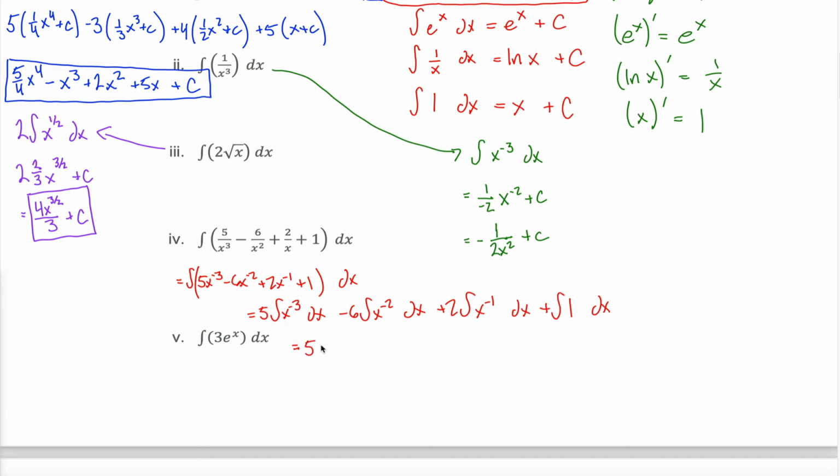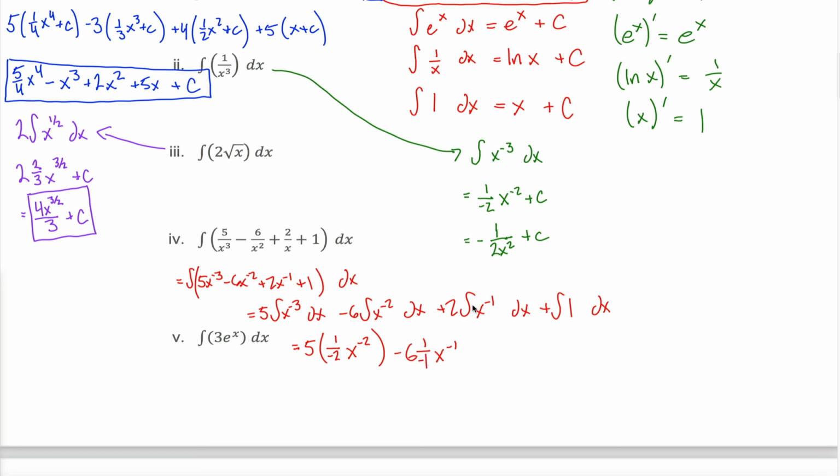For this first one, I'm going to use the power rule. The antiderivative of x to the negative 3 power is x to the negative 2 power, but I got to remember to put the 1 divided by negative 2 out in front. For this next term, I leave the negative 6 alone and take the antiderivative of x to the negative 2 power. The antiderivative of x to the negative 2 power is x to the negative 1 power, but I got to remember to multiply by 1 divided by negative 1.